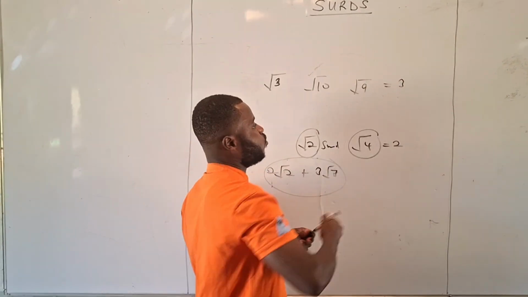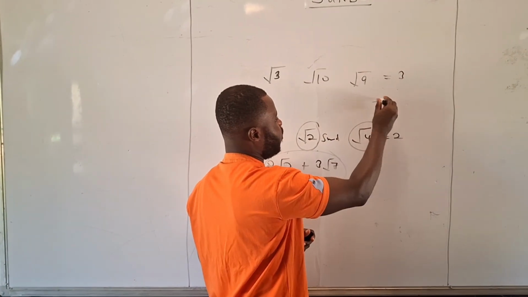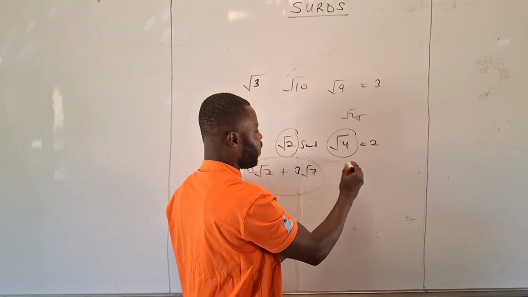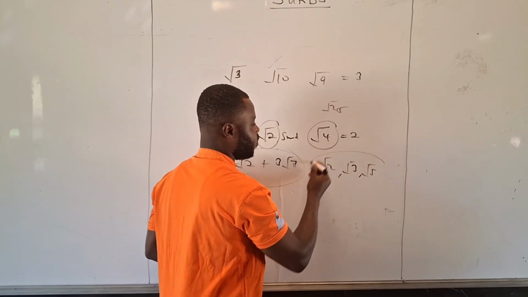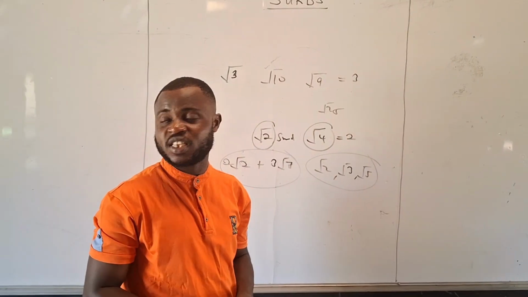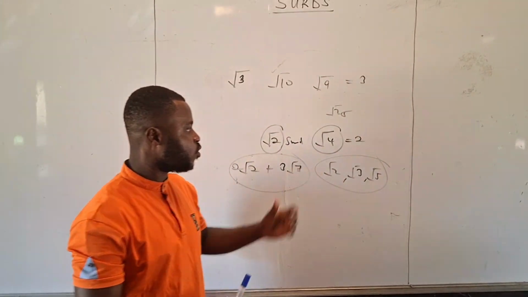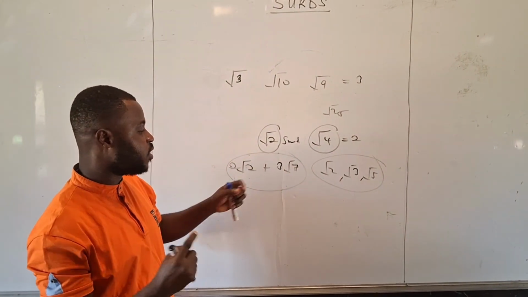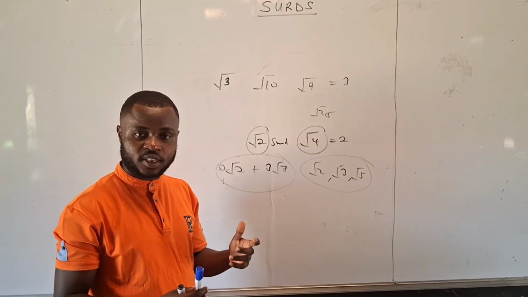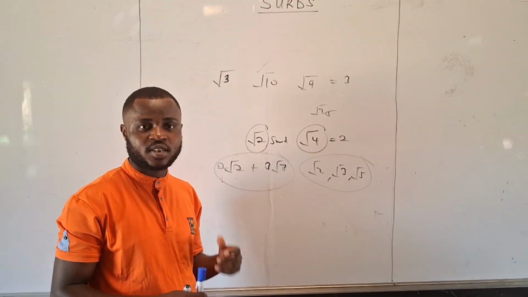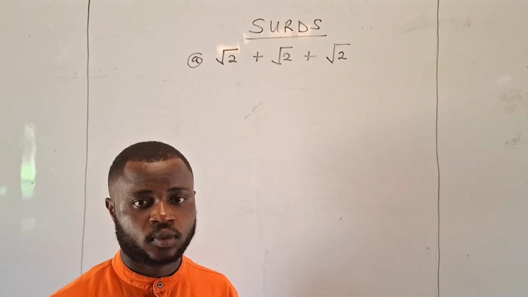So in surds, we don't solve to get an answer like root 9, root 25. But you can get an answer like root 2, root 3, root 5 because the values of these cannot easily be determined. So this is what we call surds, and these are the different kinds of surds that we have. Now let's take the first question on how to add simple and compound surds.